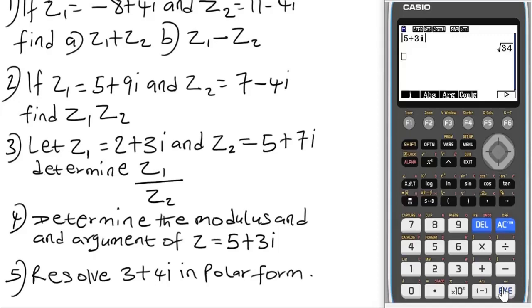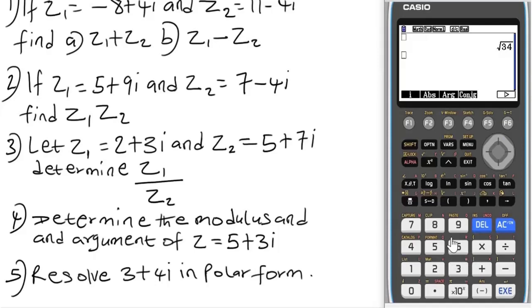Square root of 34. Alright, so that's the answer to this modulus of the complex number. Square root of 34 is as simple as that, guys. Now to get the argument, all you have to do is adjust it here. Okay, delete everything here.